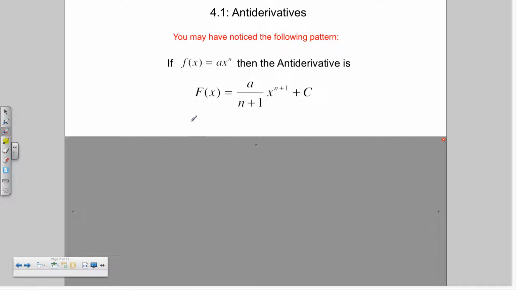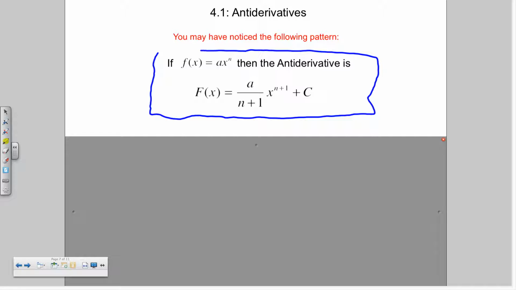So that leads us to this rule right here. If f of x equals a times x to the n power, then the antiderivative is big F of x equals a over n plus 1 times x to the n plus 1 plus c. And what this is, is the reverse power rule.